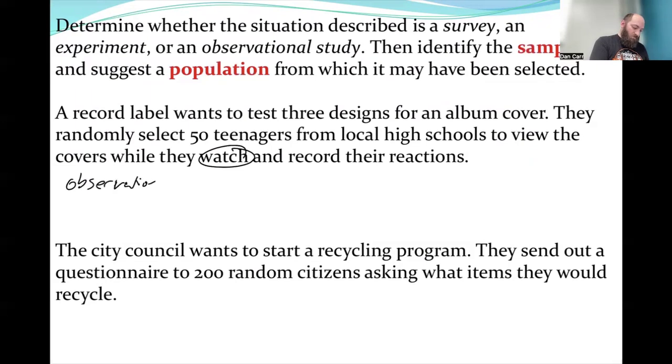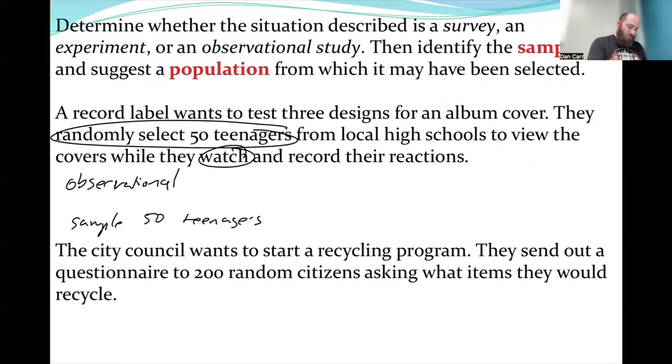Observational. We have a sample. We randomly select 50 teenagers. So our sample is the 50 teenagers. More than likely the population, our population is probably going to be all teenagers. I would imagine someone who is looking at analyzing the album cover.